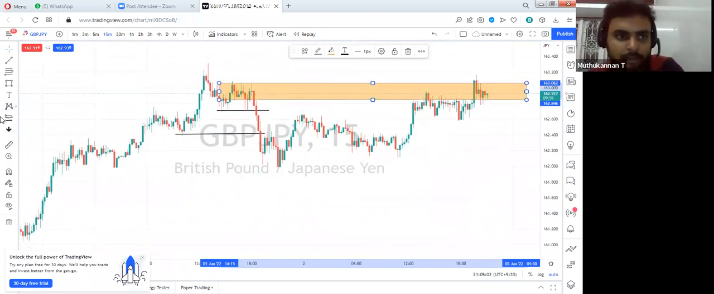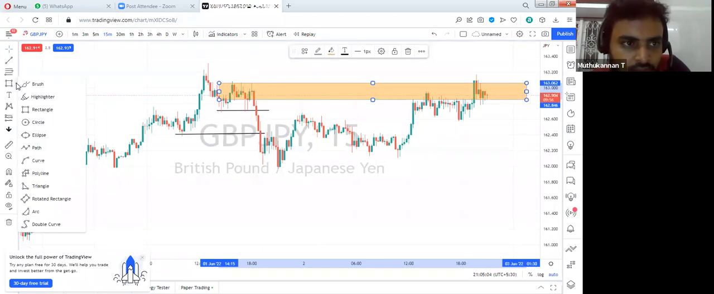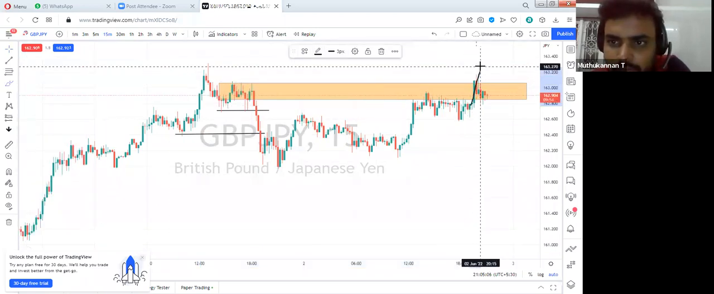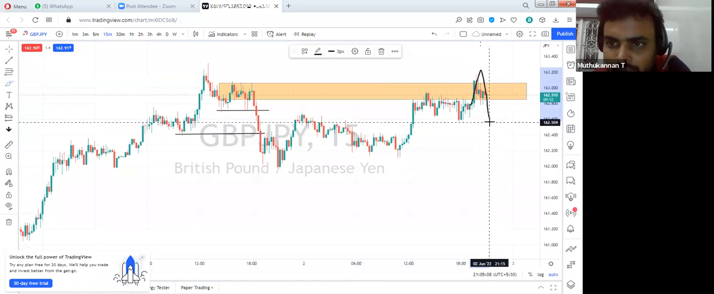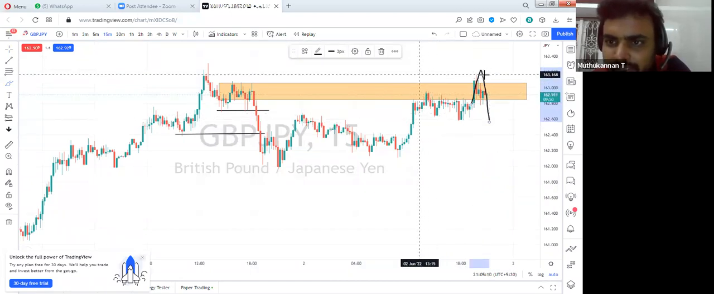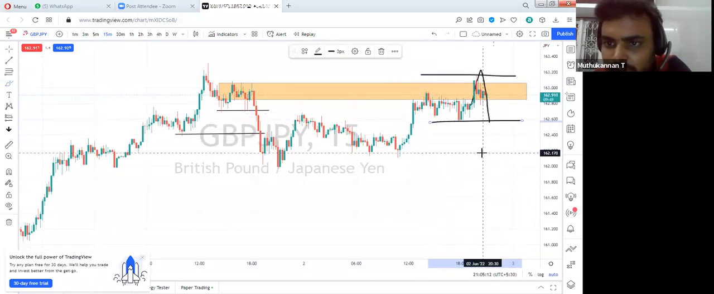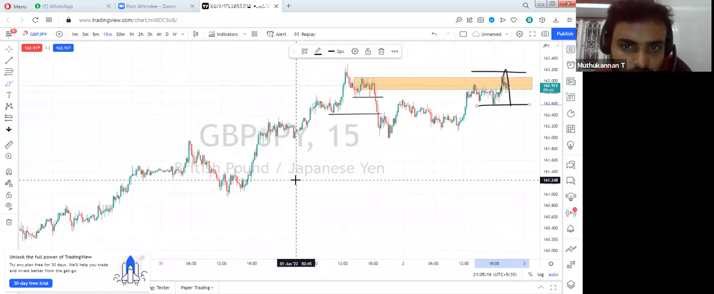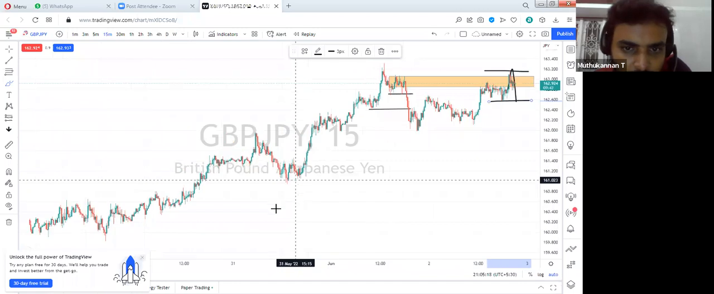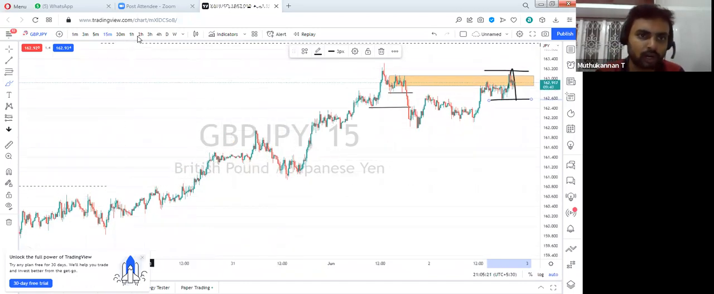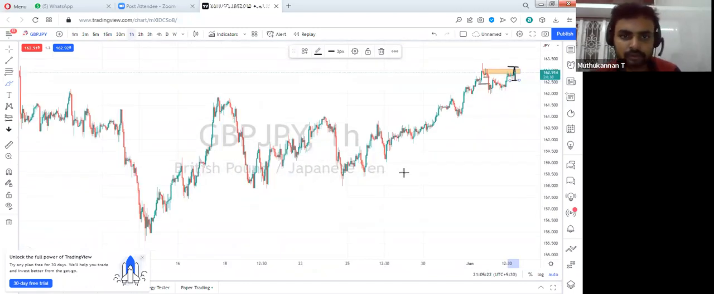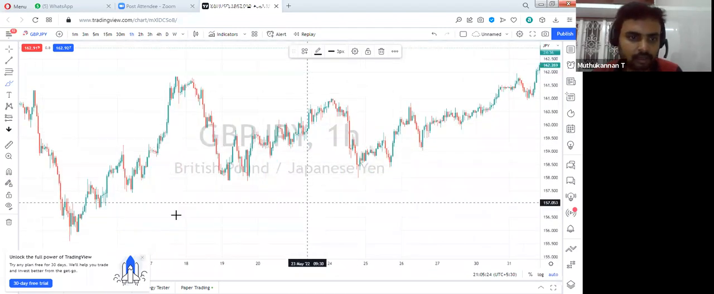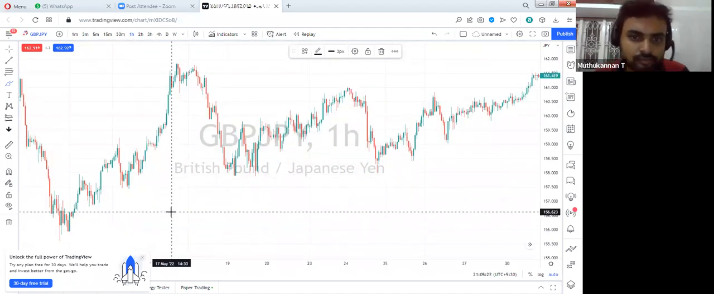This also sometimes happens. After breaking the block, it can break like this also. So when that happens, you can say that it's a ranging market. But in a real life scenario, let's see here. Let's go to the 1 hour time frame, maybe see some clear areas.